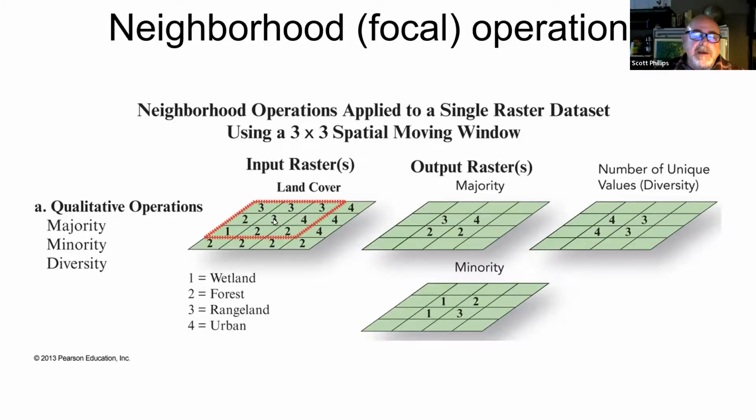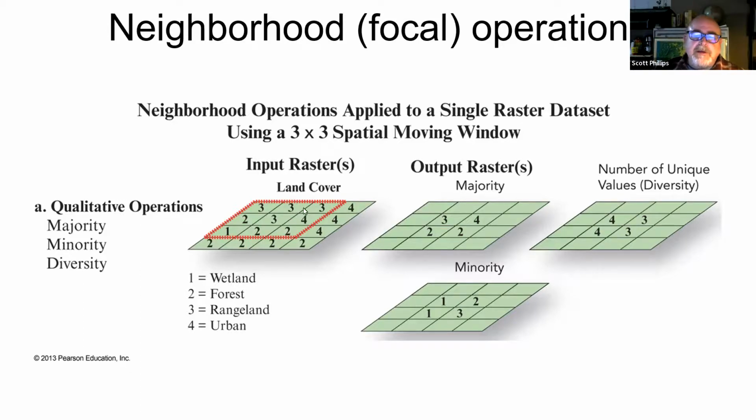So for this cell here, the majority of the cells in this 3x3 window are 3s. But if we move it to the next set, the majority in here are going to be 4s. If we move it down 1, the majority is 2. And then this is the minority. What are the least, the least common? That'd be minority. Then we could also have the number of unique values, which would be the diversity.